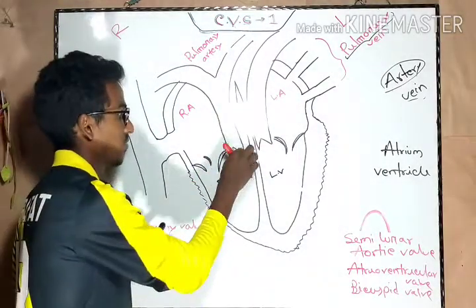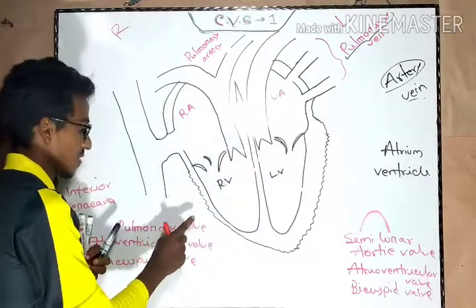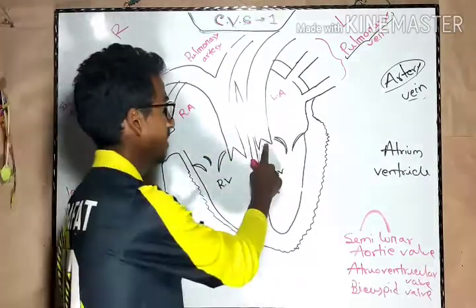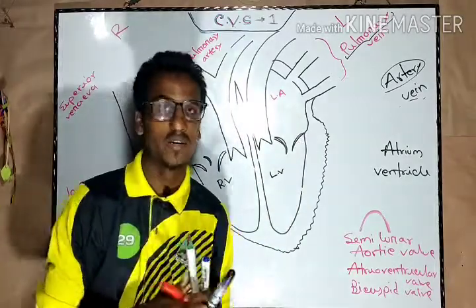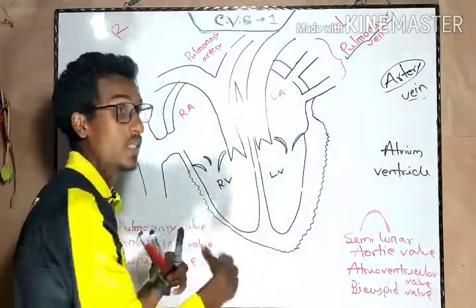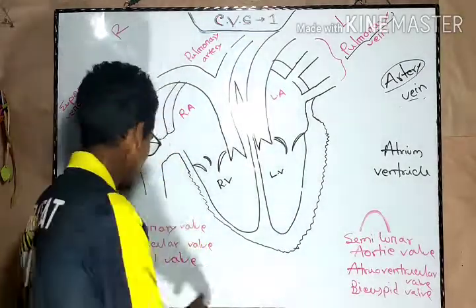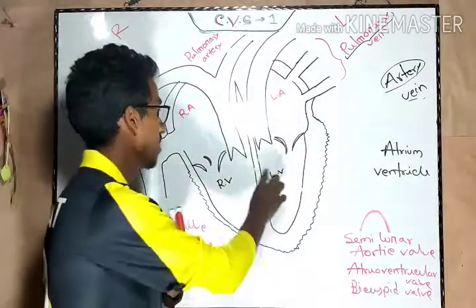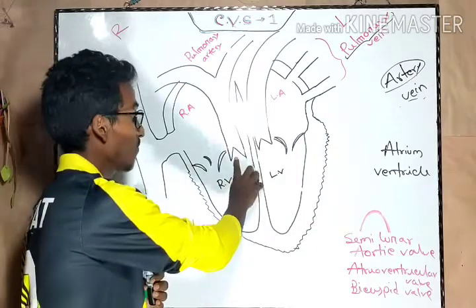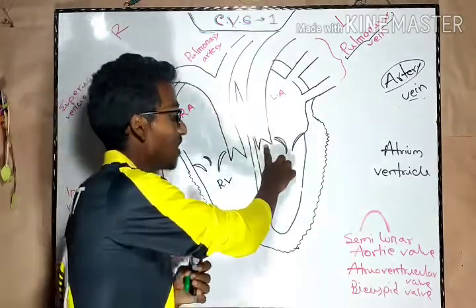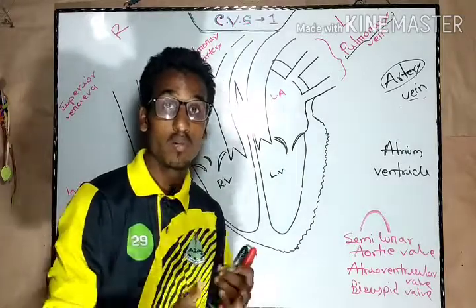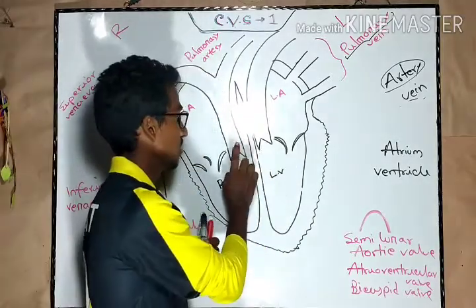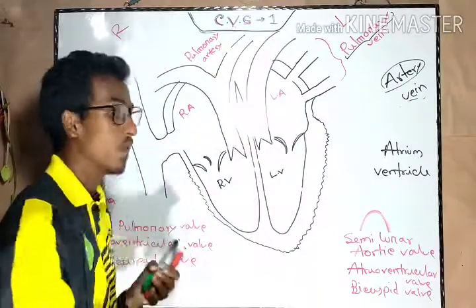This is the pulmonary valve. This is the aortic valve. This is the bicuspid valve. Now look at that. This valve has three cusps. It is called the tricuspid valve. But here the pulmonary valve and the aortic valve also have three cusps, but this is particularly named the aortic valve, and this is called the pulmonary valve.